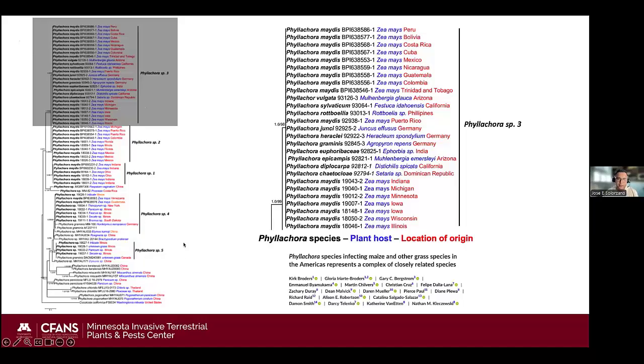So what is the take-home message from here is that with this information, the authors inferred that these other Phyllachora species may also infect corn, but also that Phyllachora maydis may have the capacity of infecting grasses, native grasses in Minnesota, for example, and any other states in the Midwest.